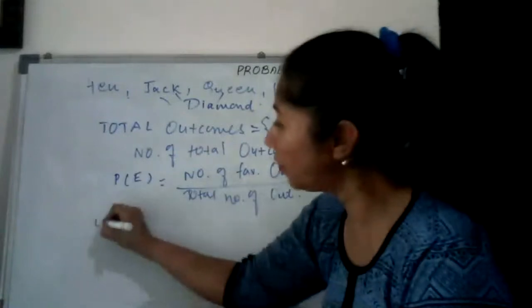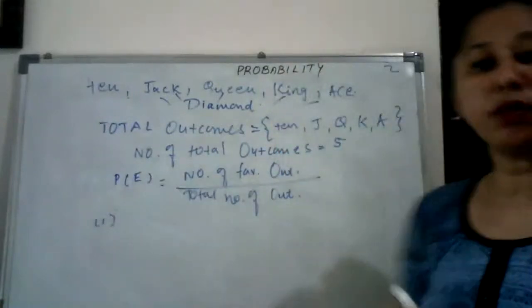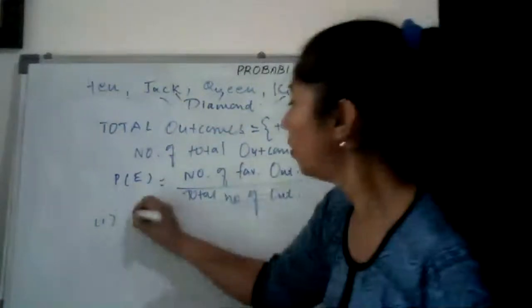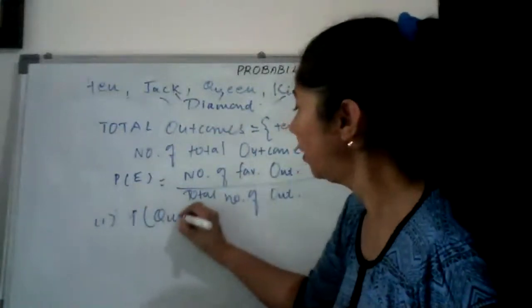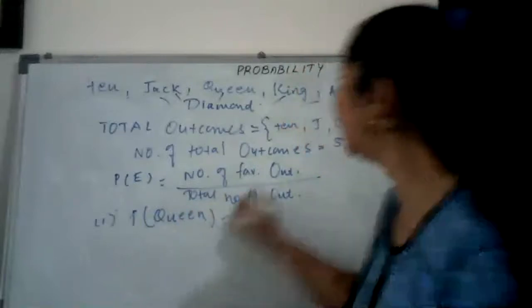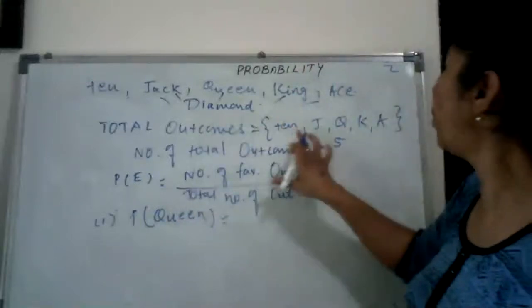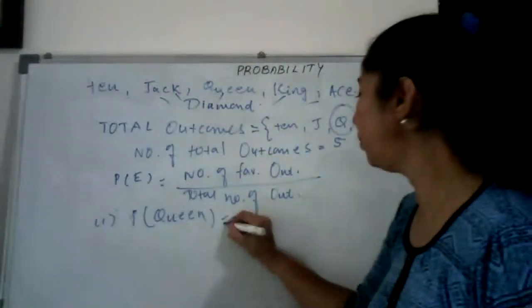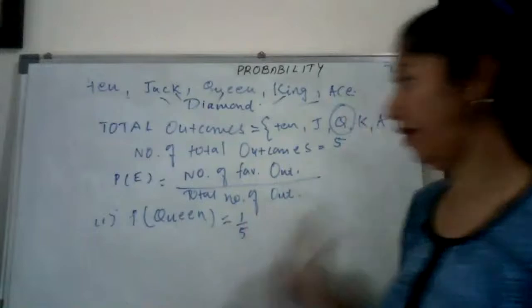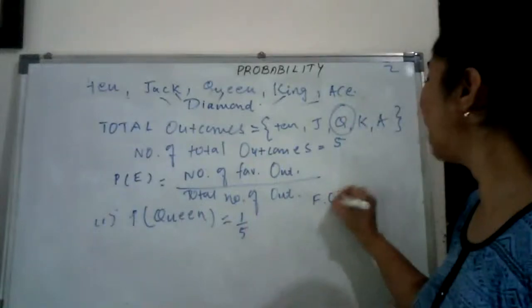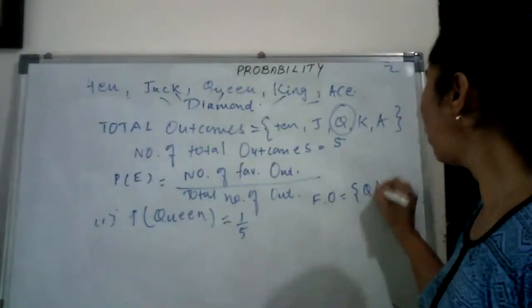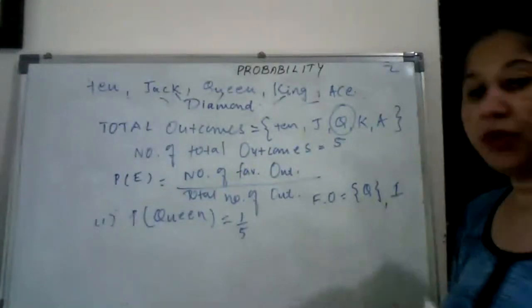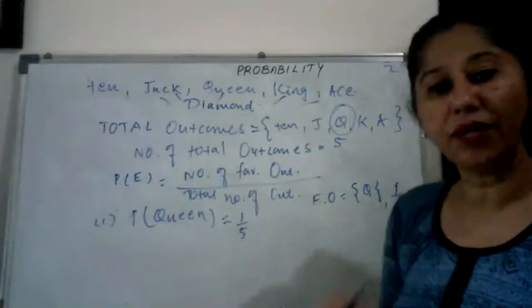And now let's begin with the first part. What does it say? What is the probability that the card is a Queen? Okay, so probability of Queen. Out of how many cards? 5 cards. How many queens are there? Only 1. So naturally it would be 1 on 5. You could list out the favorable outcome as only 1, that is the Queen card, which is only 1 card, isn't it? The number of favorable outcomes is only 1 here.